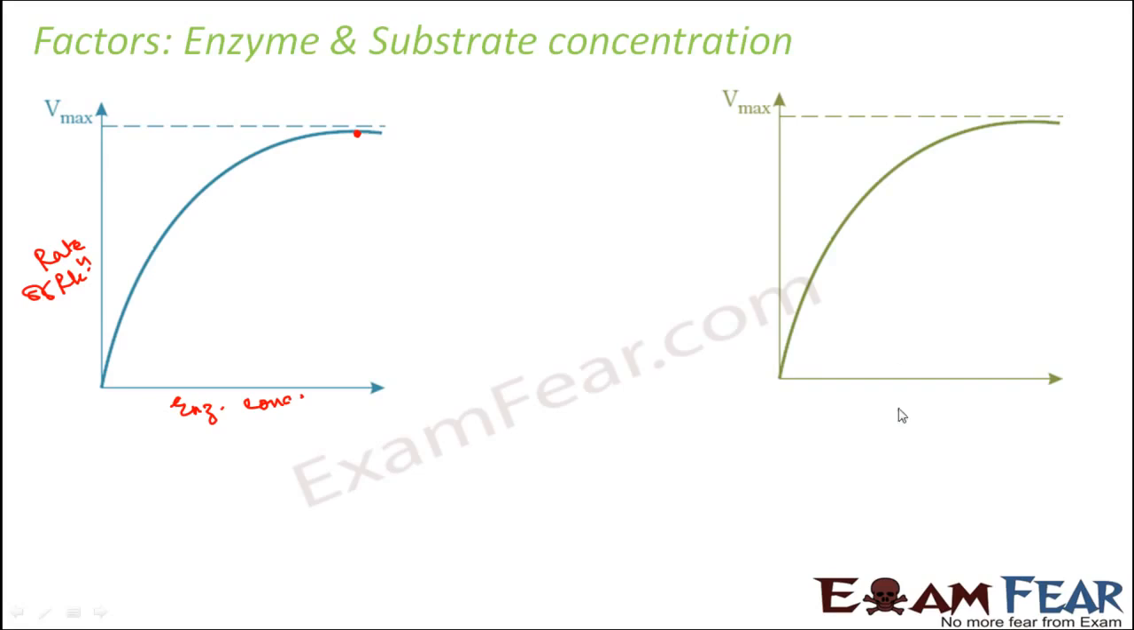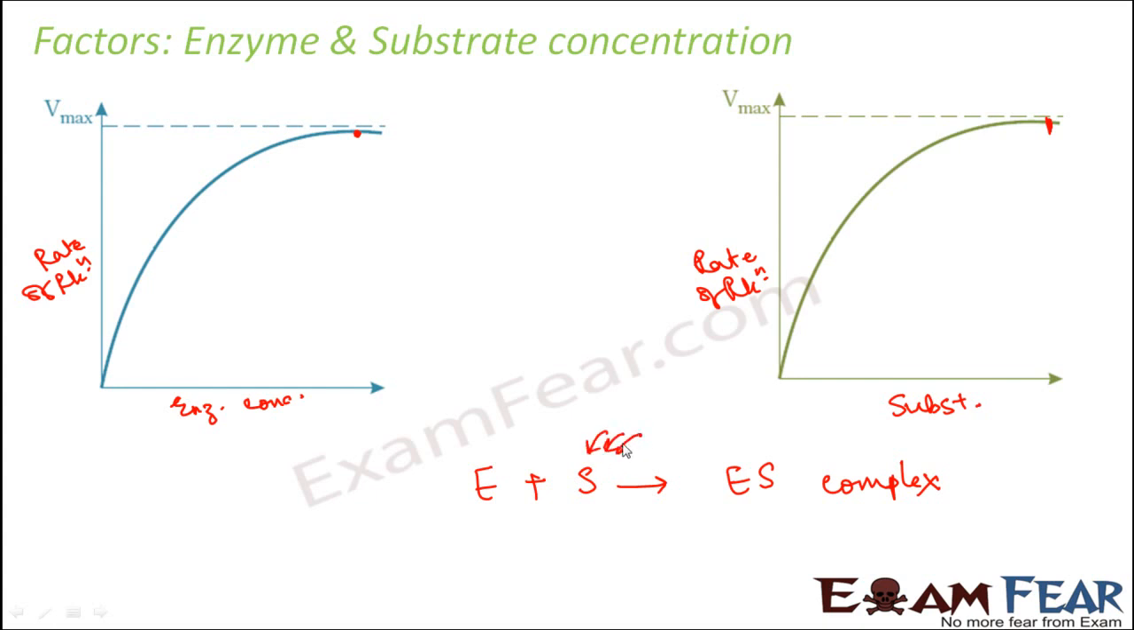Similar is the case with substrate concentration as well. As I said, enzyme and substrate combine to form the enzyme substrate complex. Again, the rate of reaction will increase, but only up to a certain point. After a certain point, let us suppose your enzyme is fixed, but your substrate concentration is increasing and you are adding more and more substrate. Then the substrate will not have any more enzymes to combine with and form the enzyme substrate complex. So in that case also the reaction rate will not be affected.